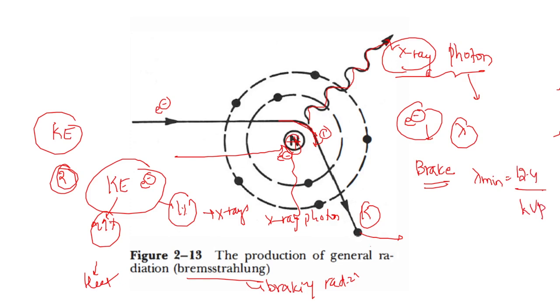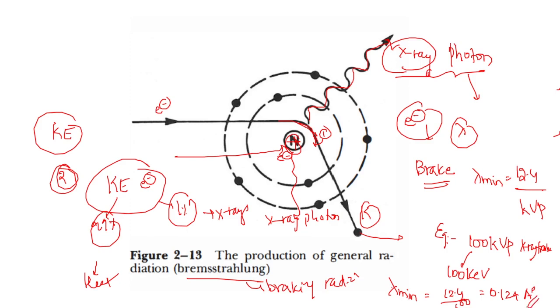If we take an example, if we are using a 100 kilovolt peak X-ray tube, this will require 100 kilo electron volts. So the minimum wavelength of the X-ray photons produced is 12.4 by 100, which is almost equal to 0.124 angstroms.